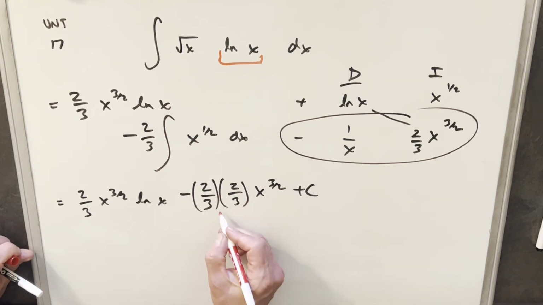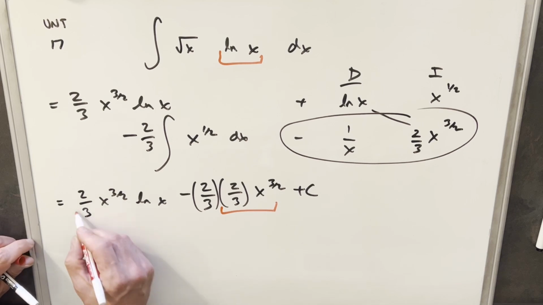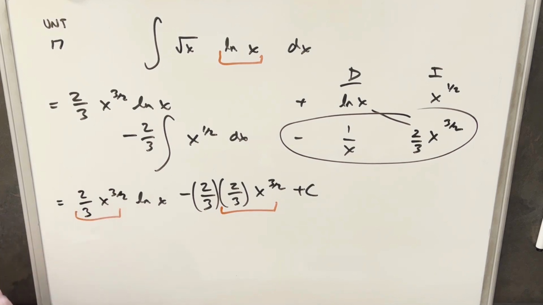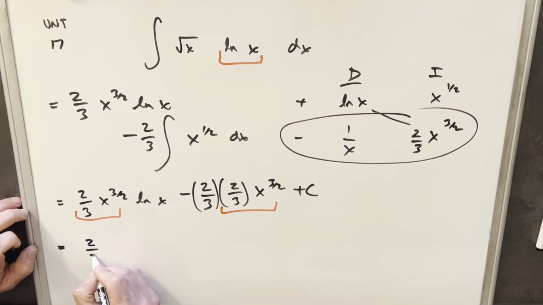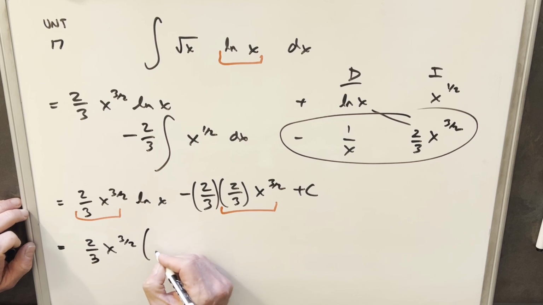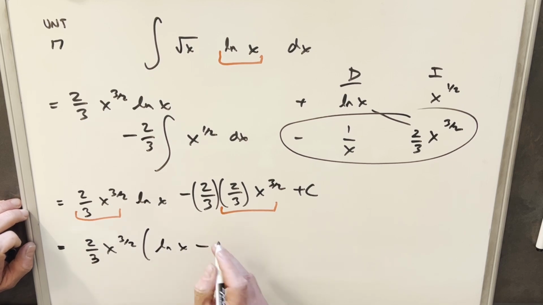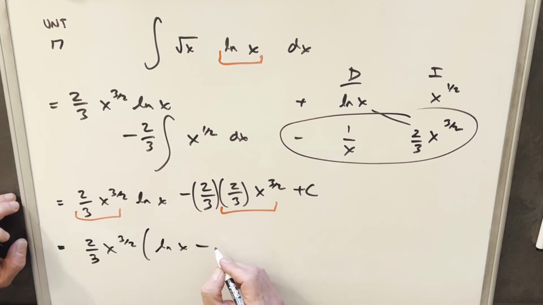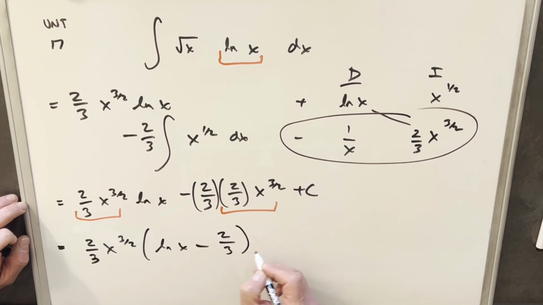And to finish this off, we have a 2/3 x to the 3/2 here, we have a 2/3 x to the 3/2 there, so I think I'm just going to factor that out. We can multiply it together. I don't usually care too much, but let's factor it out. So we'll have 2/3 x to the 3/2. Here we'll have our ln x. Then we still have 2/3 left over, so let's include that: minus 2/3 plus C.